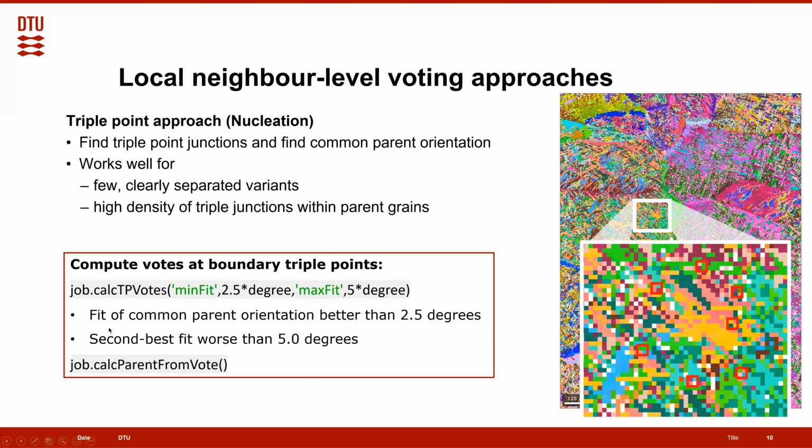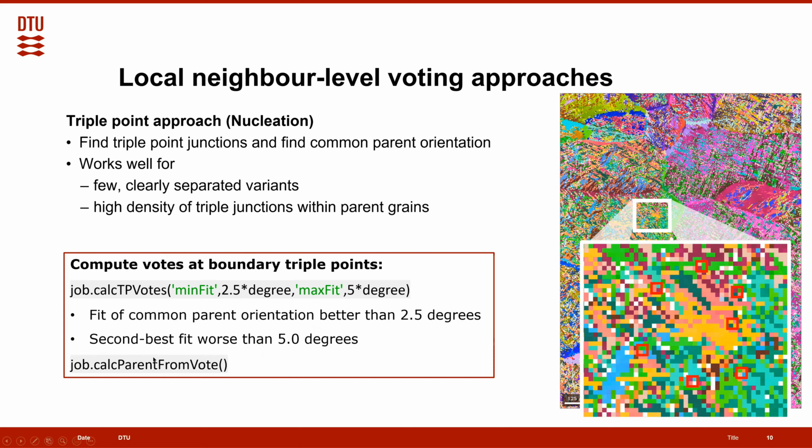The fit of the common parent orientation needs to be better than 2.5 degrees in order to do the reconstruction. And then we can also look at the second best fit. So if the second best fit is worse than 5 degrees, then we also want to reconstruct. If the second fit is quite close to those 2.5 degrees of the first best fit, we're not very sure, and then we don't want to reconstruct. So we can basically give the confidence here.